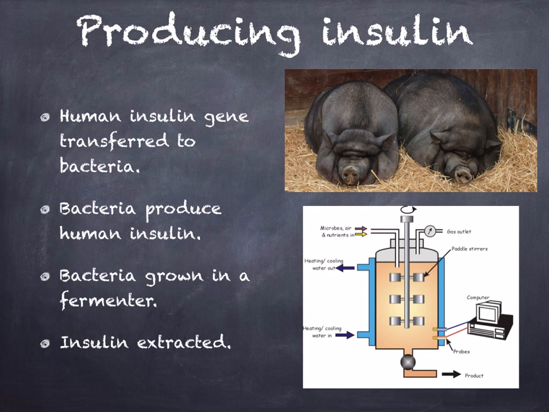Diabetics need insulin to regulate their blood sugar levels. Historically, this insulin was extracted from pigs, but this did not regulate sugar levels as well as human insulin and presented ethical issues. Today, it is possible to produce large amounts of human insulin by transferring the human gene for insulin into bacteria and then growing the bacteria in an industrial fermenter. The human insulin can then be extracted in large quantities and purified.